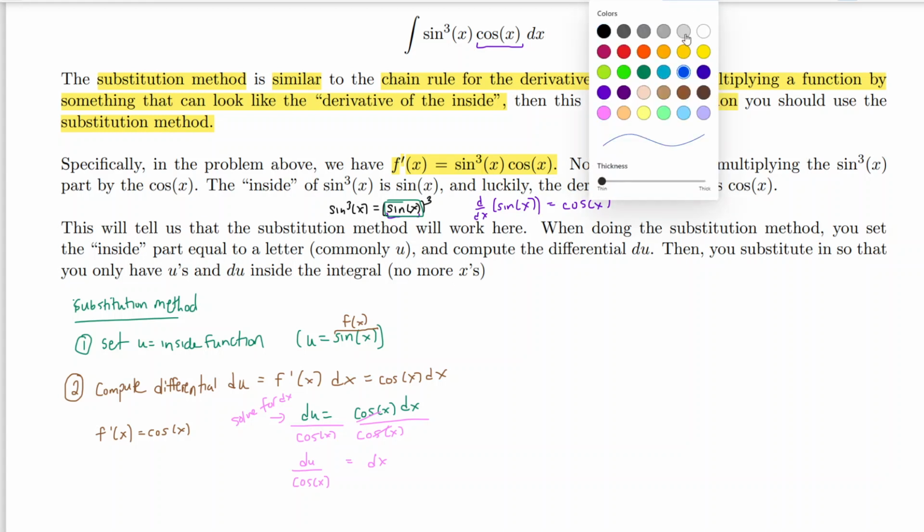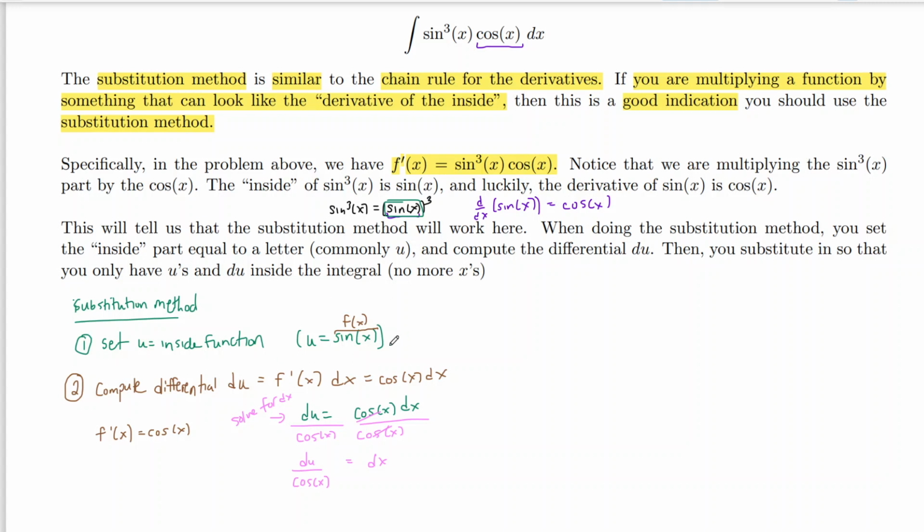Right, but once you do these two things, you figure out what u is, compute the differential, and then solve for dx, what you want to do is plug in for u and dx. Now, what we mean when we say plug in for u and dx is we only want u and du inside. We no longer want to see x inside our integral after we do substitution.